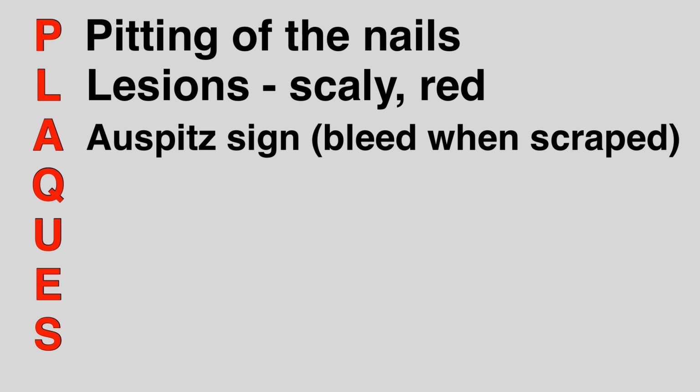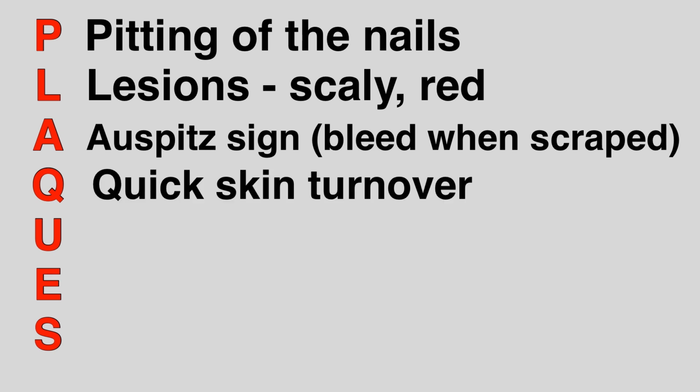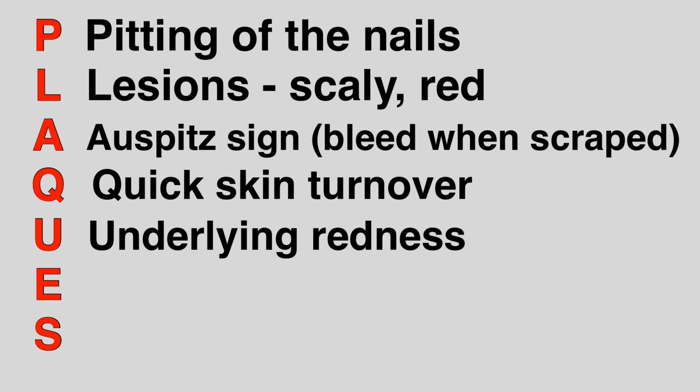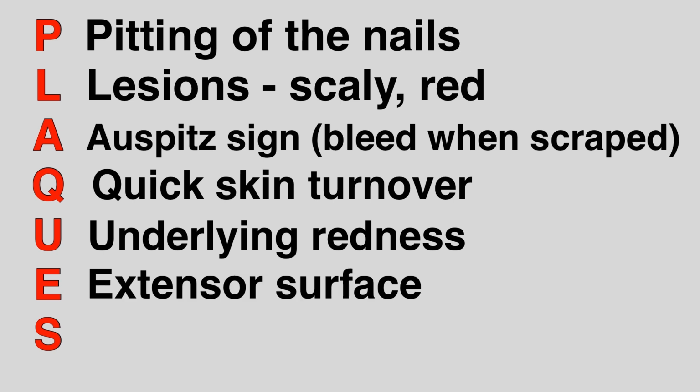If you gently scrape the scale, it bleeds. That's what it means. Just keep that in mind. Q for quick skin turnover, which we just explained, 3 to 4 days. U for underlying redness. E for extensor surfaces, like we said, elbow, knees, and lower back. And S for scales, which is the silvery, flaky scales.